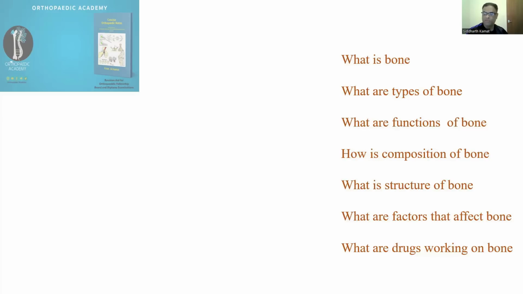Bone is a structure which is strongest in compression, weaker in tension, and weakest when shearing forces are applied to it. Bone develops by two mechanisms: endochondral ossification and intramembranous ossification.